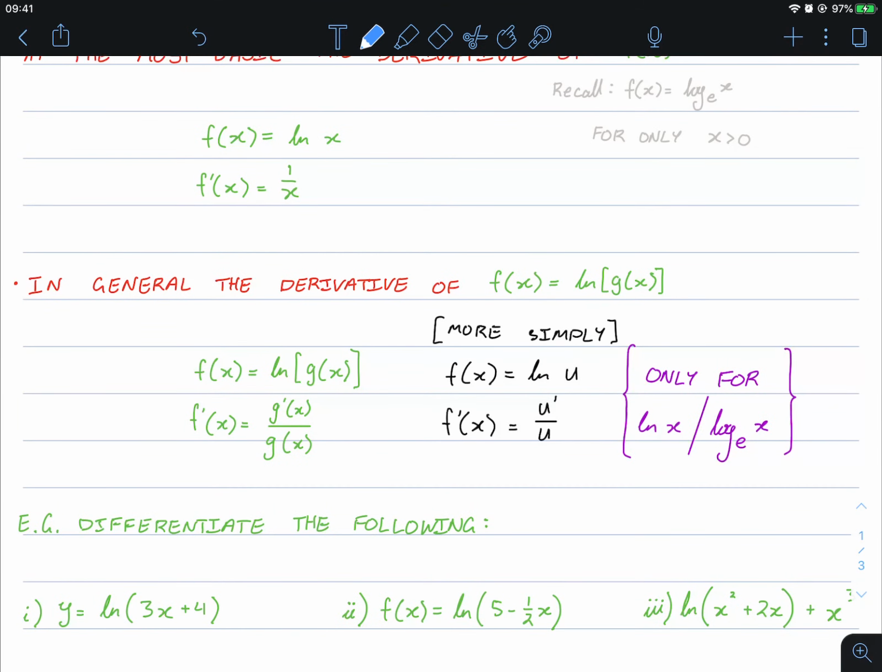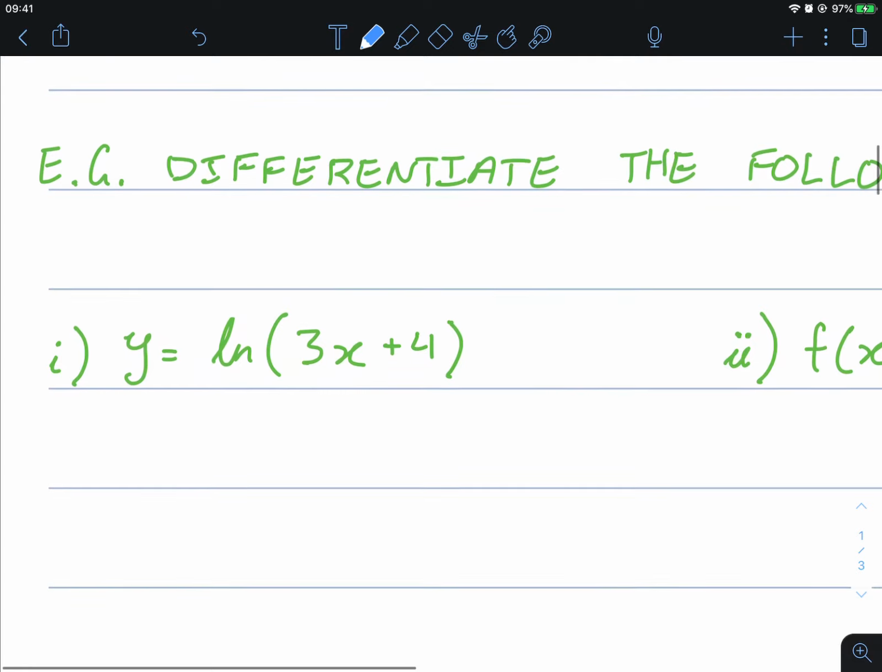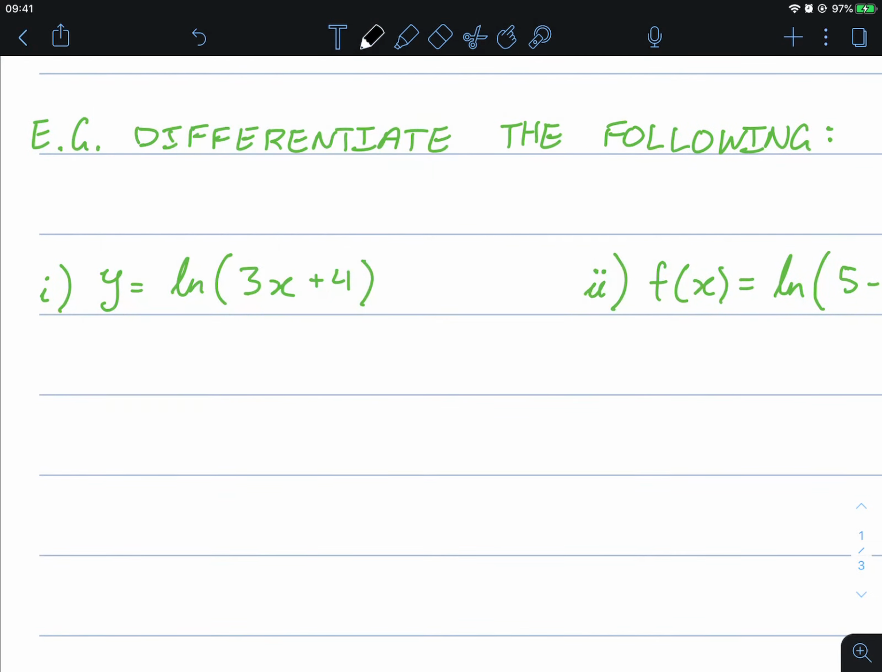Okay, let's do an example of a few of these, because looking at this sometimes is very confusing. So let's get straight to it. Let's say we want to differentiate this. I normally don't do this for simple expressions such as this, but I'll demonstrate to make it even simpler for us to understand. So for this, u is going to be the expression inside the natural log, so 3x plus 4. U prime is just 3.